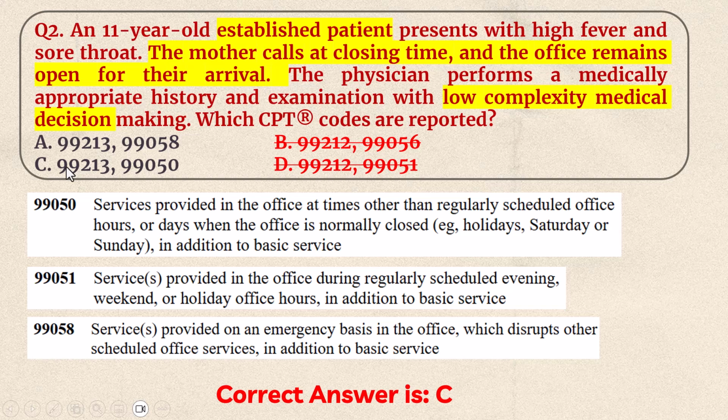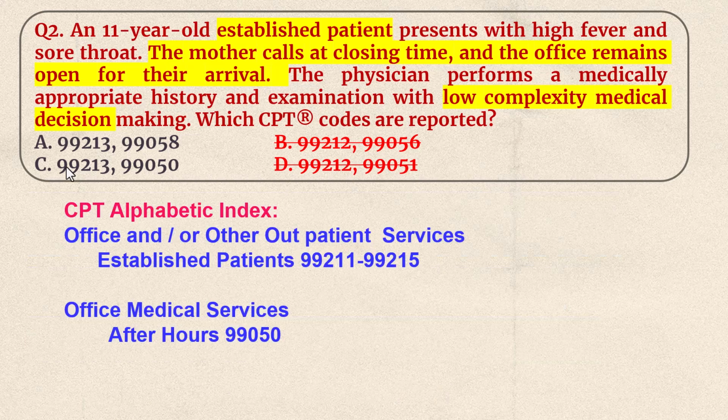So if you encounter this case in a real working scenario, you have to go with the CPT alphabetic index. When you go to the CPT alphabetic index, you have to go to the office and or other outpatient services. There you have to go to the subcategory of established patient. It will lead you to the code 99,211 to 215. Again, go back to the tabular list and confirm the answer.